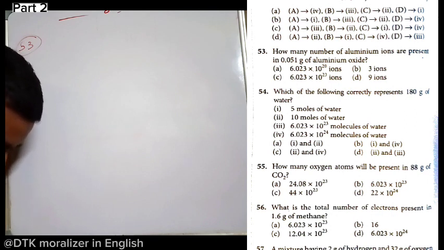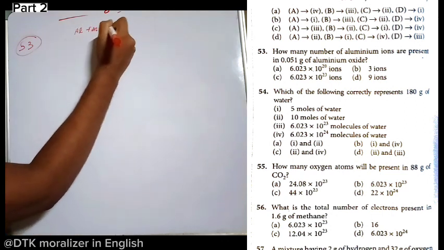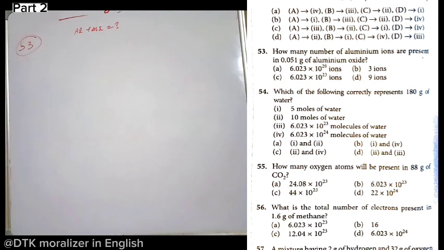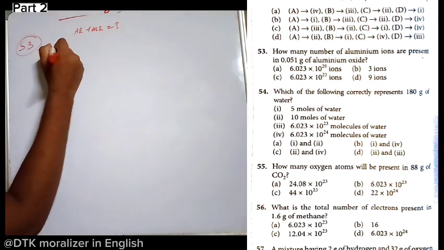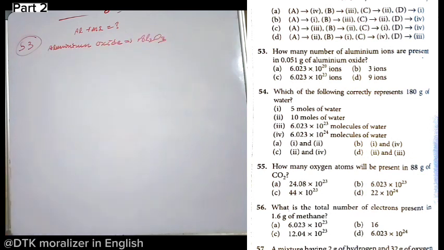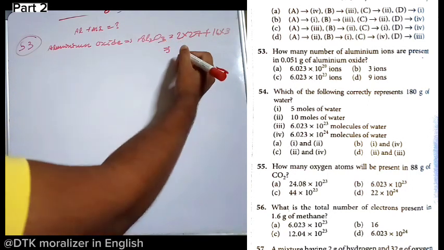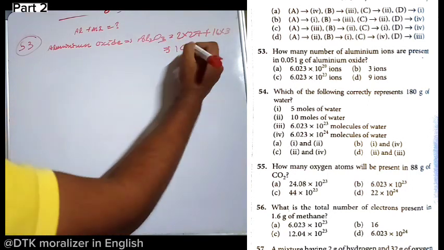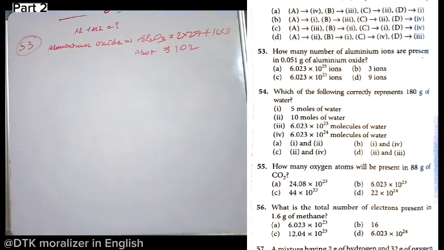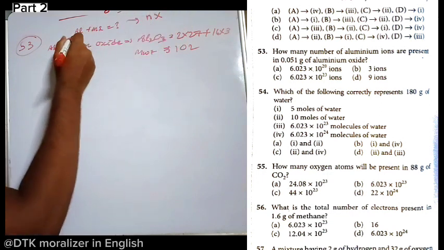Now question number 53. How many aluminum ions are present in 0.051 grams of aluminum oxide? Aluminum ions are asked in the question. Aluminum oxide is Al2O3, bauxite. So 2 into 27 plus 16 into 3 is equal to 102, which is the molecular weight of Al2O3.